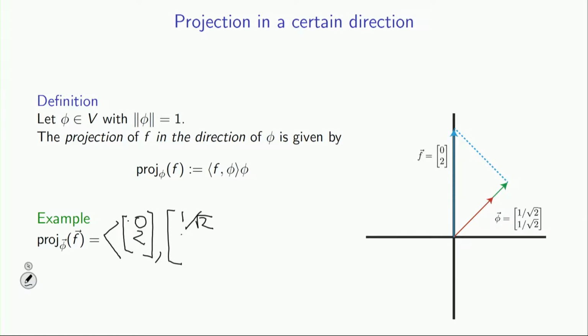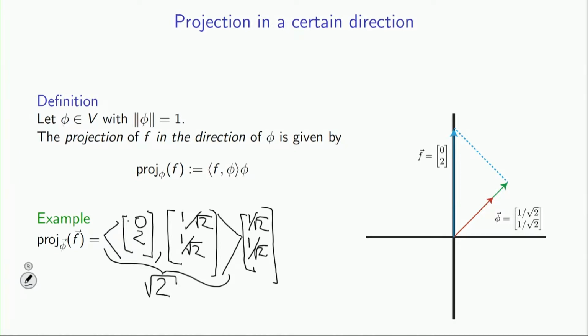And this whole thing times the vector 1 over root 2, 1 over root 2. Okay? Well, if we do this dot product, let's see what happens. The inner product gives us 0 times 1 over root 2. That's just going to be a 0, plus 2 times 1 over root 2, which we can simplify to being just root 2. So we have 0 plus root 2. The inner product here is root 2. So we can summarize that here.